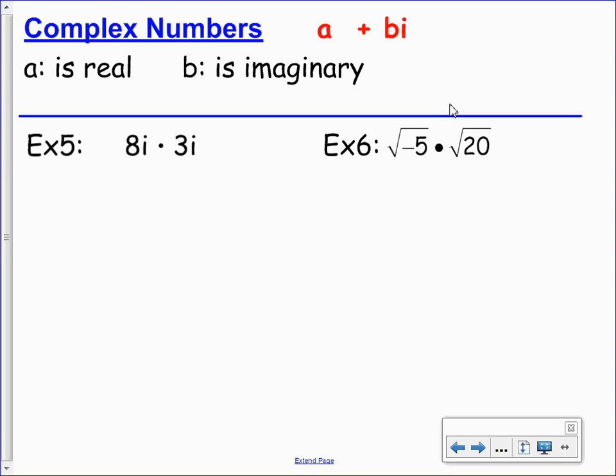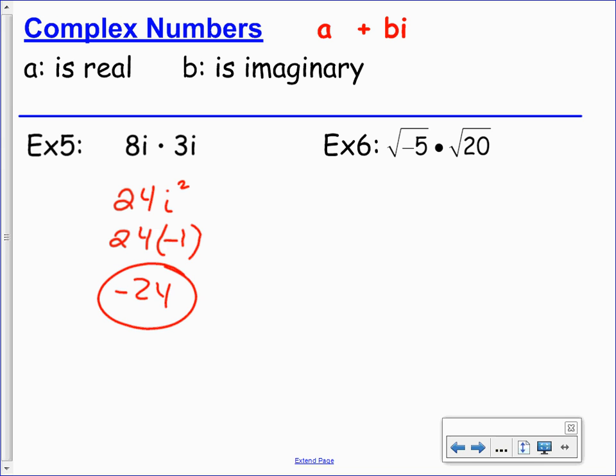Okay, so here we go. When you multiply, you just multiply like normal. So what's 8i times 3i? 24i squared, and i squared is -1. So anytime you see i squared, if it's a positive 24i squared, it's -24 as a real number.